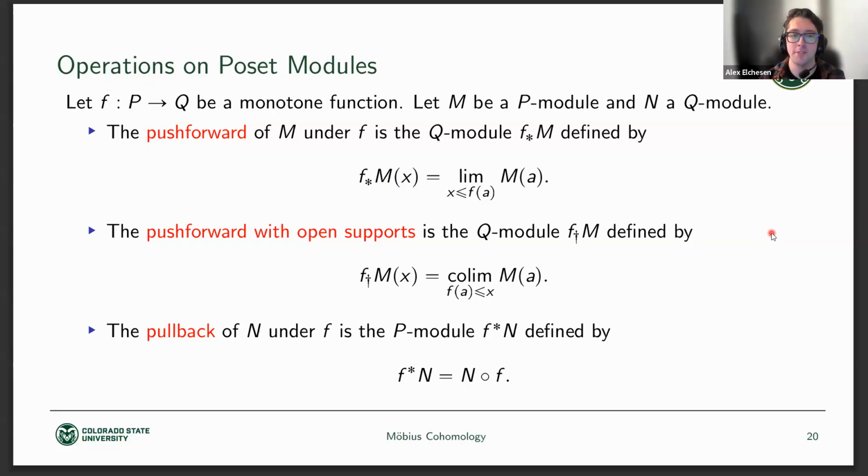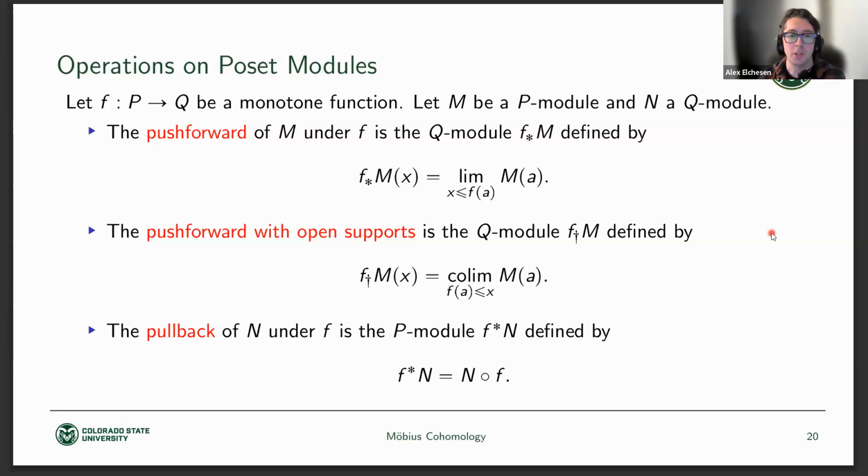If I want to evaluate F lower star of M at a point X in Q, I look at all points A in P that when you hit them with F, you get something bigger than X. That gives you a subposet in P of all the things that are greater than or equal to X when you apply F. And then I take a limit of that diagram. It's kind of like taking the smallest element, but you might not have a smallest element, so you need to take a limit.